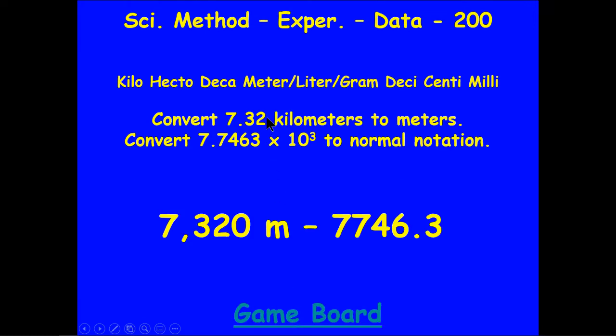Okay, so kilometers is bigger than meters. Therefore, my decimal is going to be moving to the right, and it is moving to the right 3 spaces. 1, 2, 3. You add a 0. And 10 to the third, any positive exponent means the number is going to get bigger. That means I move the decimal 1, 2, 3 spaces to the right. If this is a negative exponent, the decimal is going to move to the left.